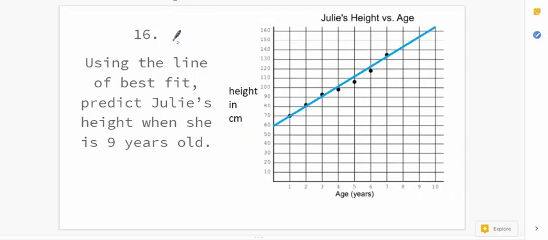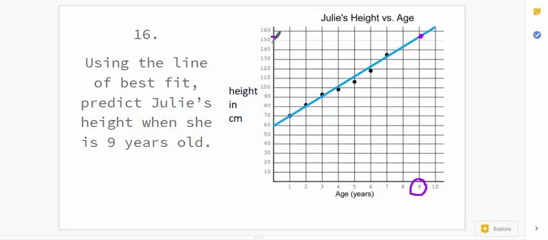Question number 16, using the line of best fit, predict Julie's height when she is 9 years old. So if I look on my x-axis, I have years, so I'm going to find 9 years here. And I'm going to go up to the line, and I'll put a point on my line, and then I'm going to follow that over to the left as precisely as you can, and mark where it would be, and then figure out what height that is.